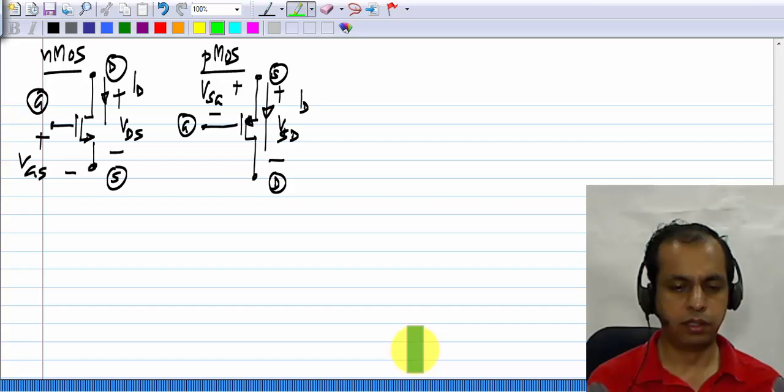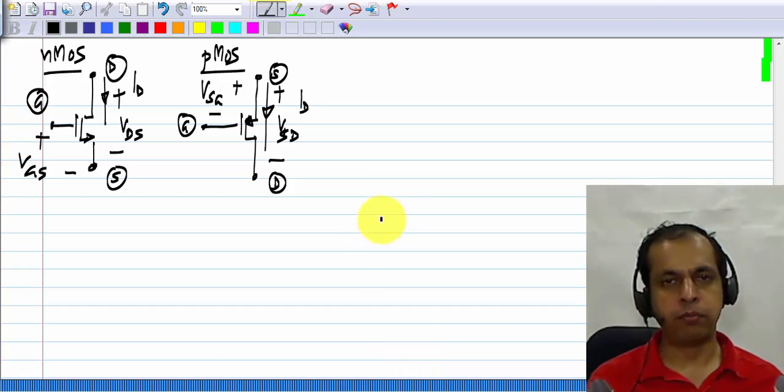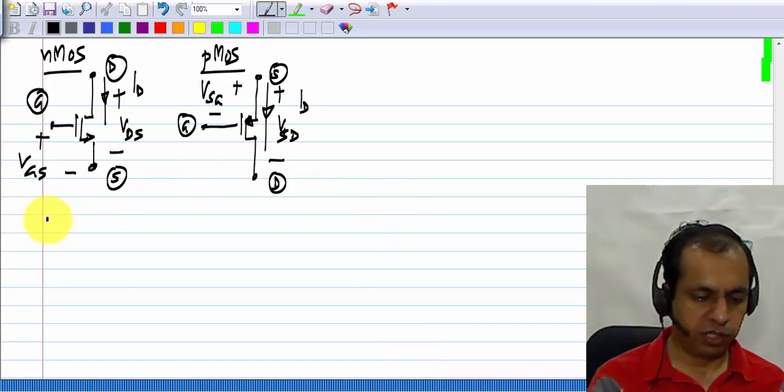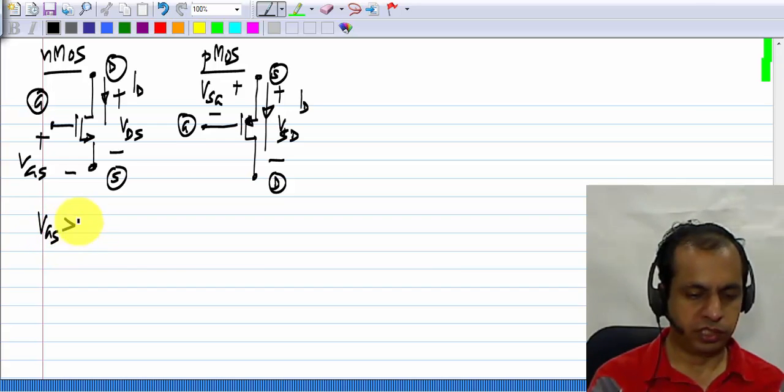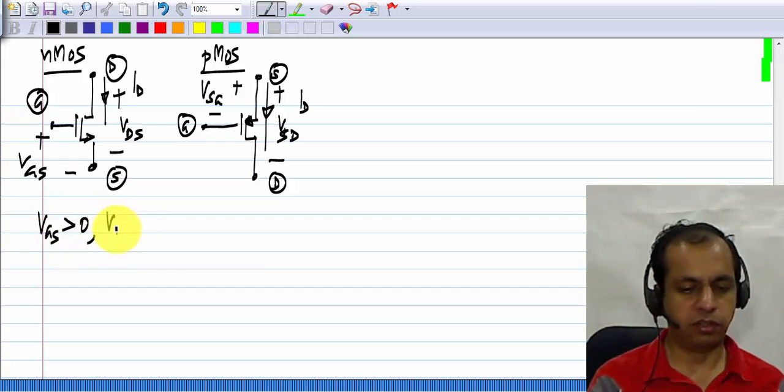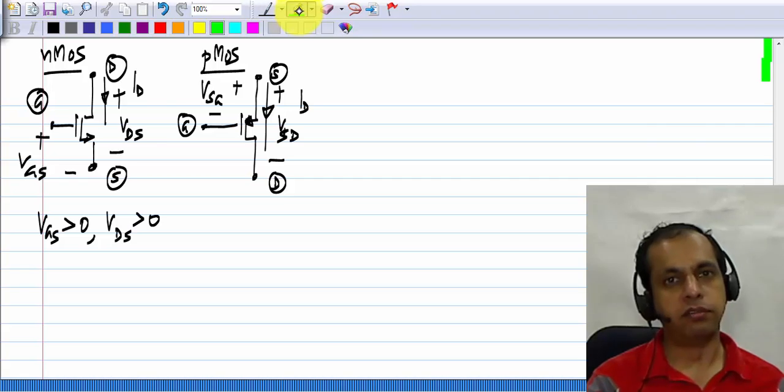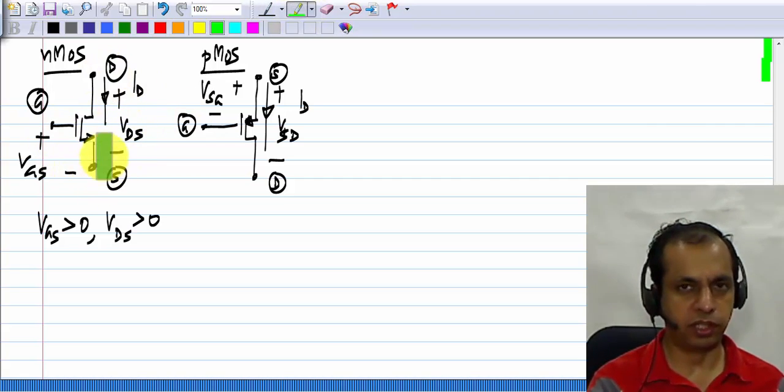So you should know these conventions so that when you write down the current equations, it comes out in the correct direction. The NMOS transistor, we said, operates with VGS greater than 0 and VDS greater than 0. That is, VGS and VDS are positive in this polarity, and ID is also greater than 0. That is, it always flows from drain to source.